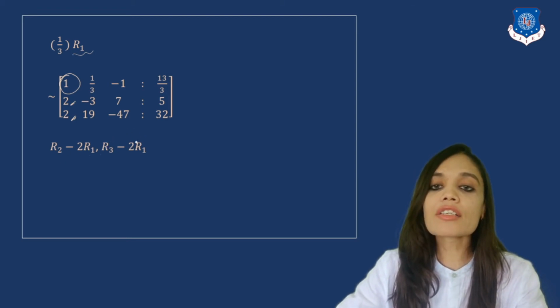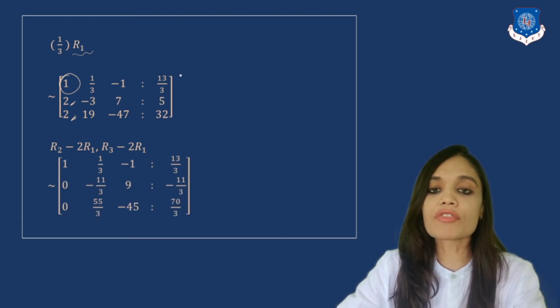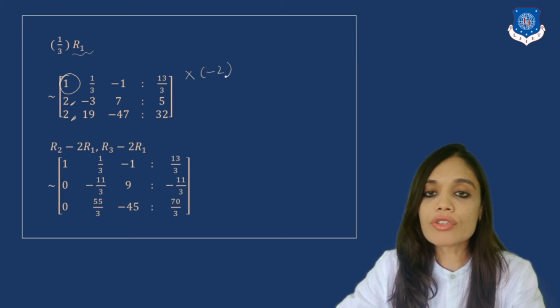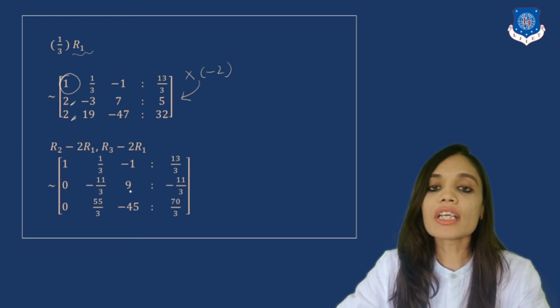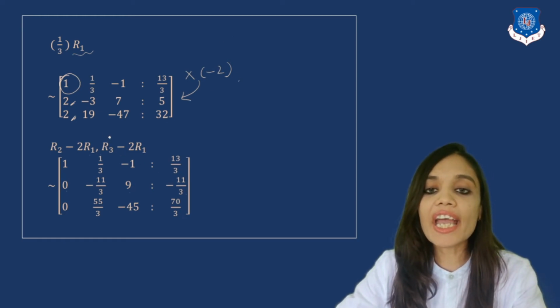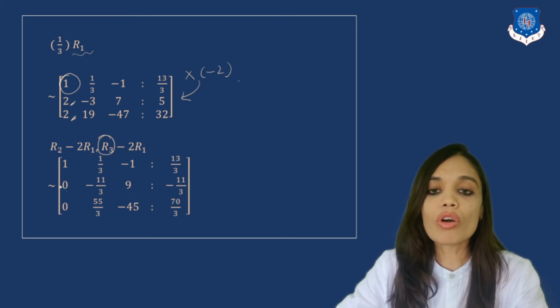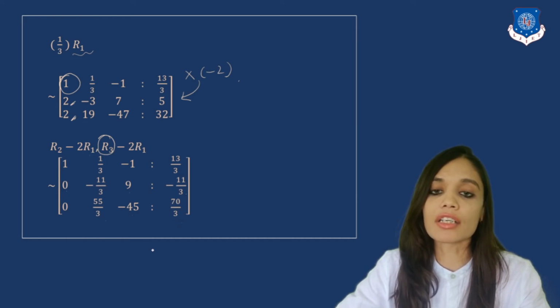So applying these two row operations and keeping our first row as it is, we have to firstly multiply the first row by minus 2 and add into row 2. So you will get 0, minus 11 by 3, 9 and minus 11 by 3. Similarly, again multiply by minus 2 and add in R3. So again you will get 0, 55 by 3, minus 45 and 70 by 3.